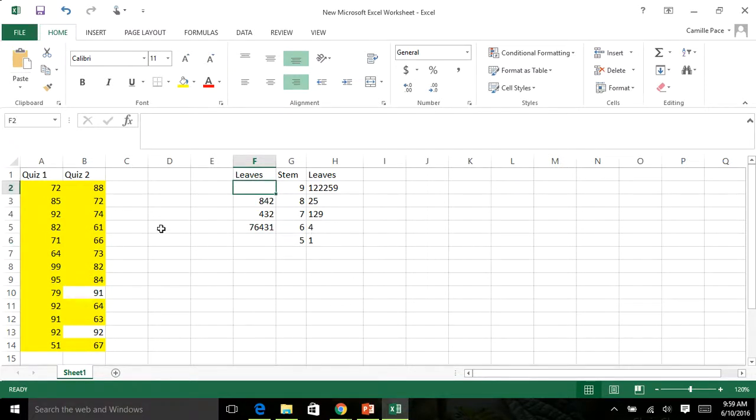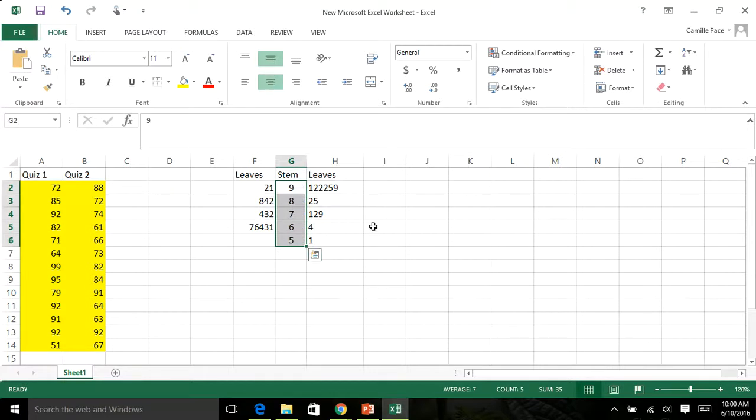The next one is going to be 91 and 92, so I'm going to put 2 and 1 because it's 91, 92. Let me put this more in the middle. As you can see here, this stem is corresponding to these leaves right here.